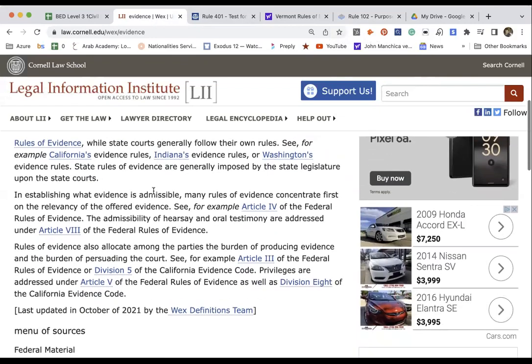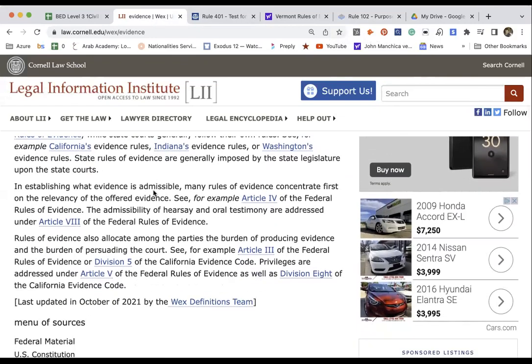In establishing what evidence is admissible, many rules of evidence concentrate first on the relevancy of the offered evidence. See, for example, Article 4 of the Federal Rules of Evidence. The admissibility or hearsay of oral testimony is addressed in Article 8 of the Federal Rules of Evidence.